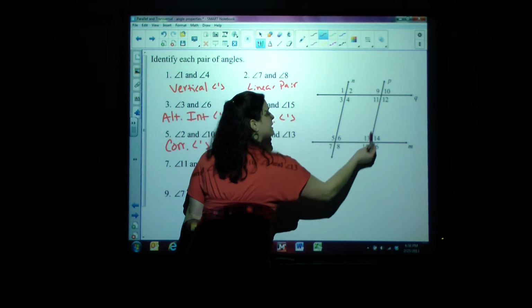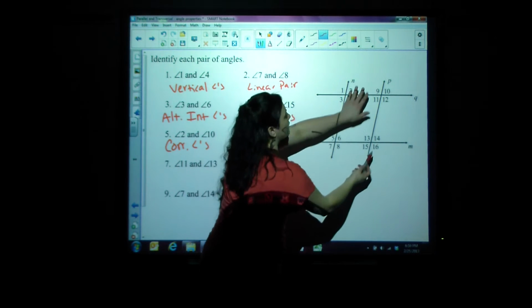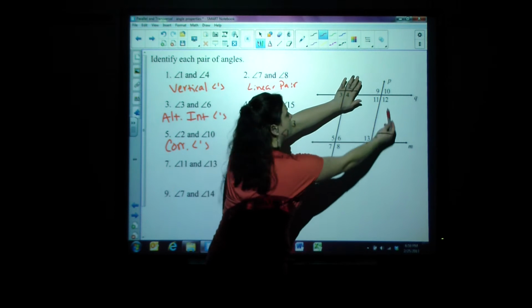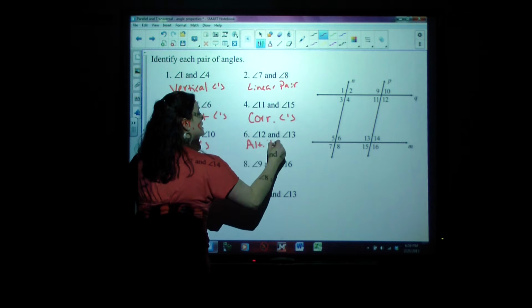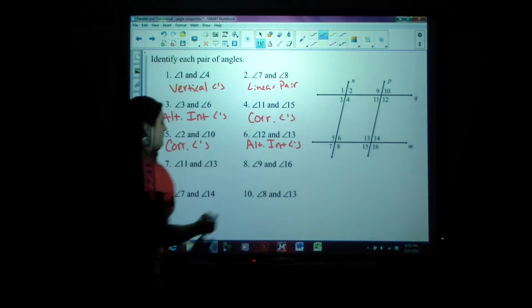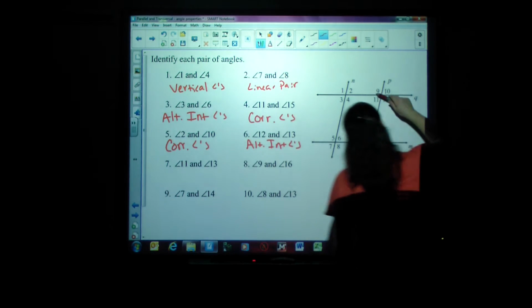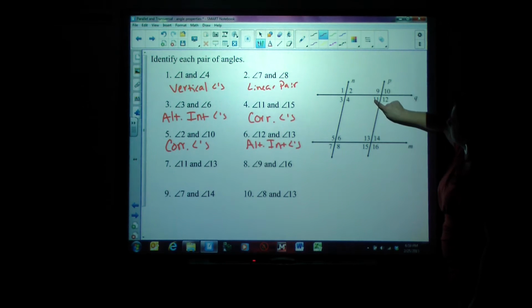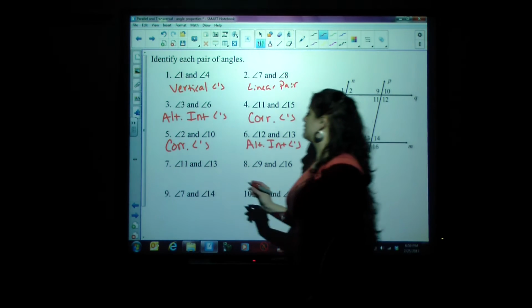Okay, 12 and 13. We're going to forget the magic pen. I think we can make this work. These are both interior of this intersection, but they are on alternate sides, so they are alternate interior angles. Next one, 11 and 13. They are again on this intersection. P is the transversal, 11 and 13. They are same side interior angles.